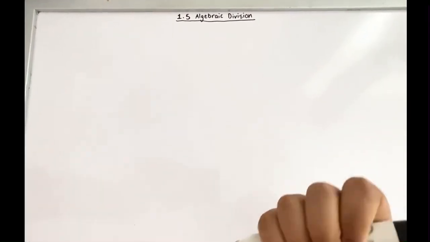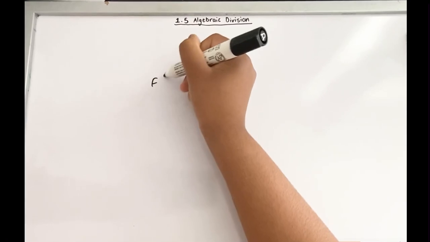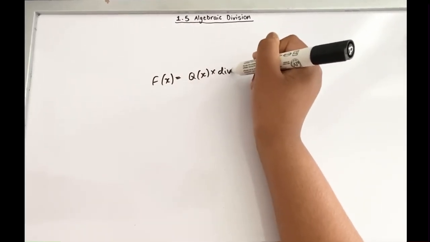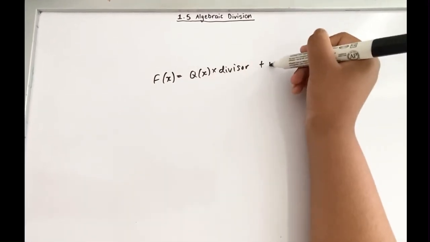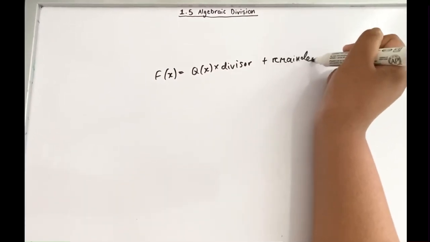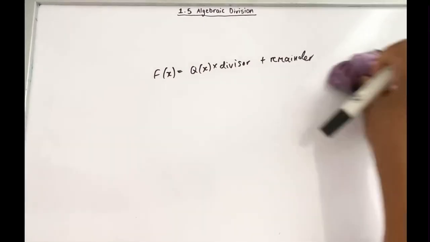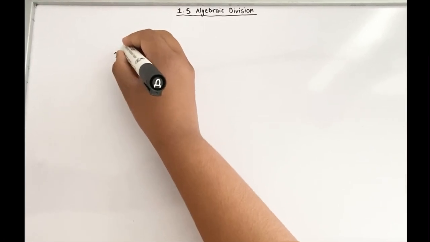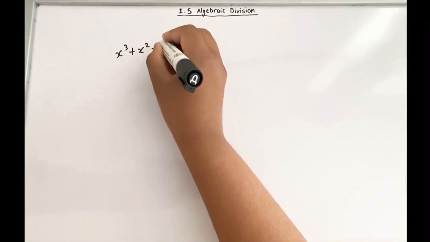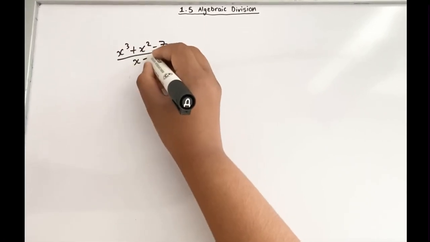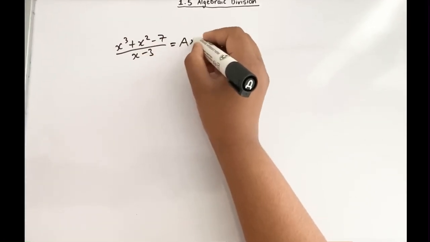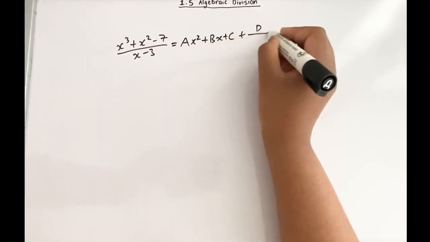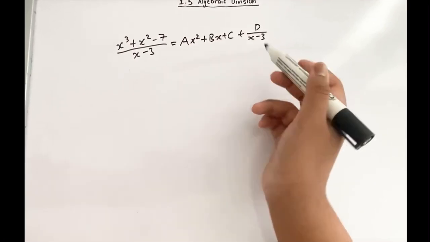You can either use algebraic division or the relationship f of x equals q of x times the divisor plus the remainder. So let's do an example. Given that (x cubed plus x squared minus 7) over (x minus 3) equals ax squared plus bx plus c plus d over (x minus 3). Find a, b, c, and d.